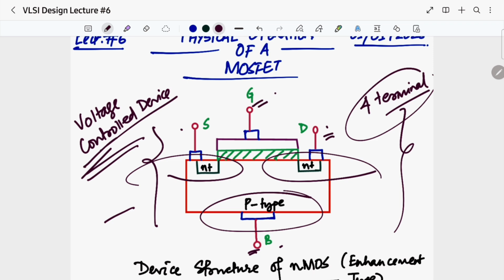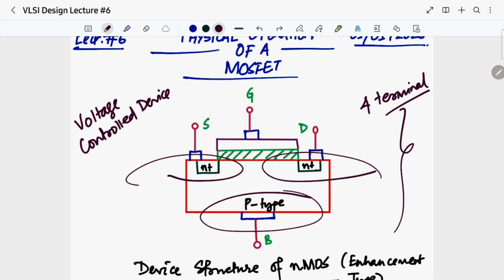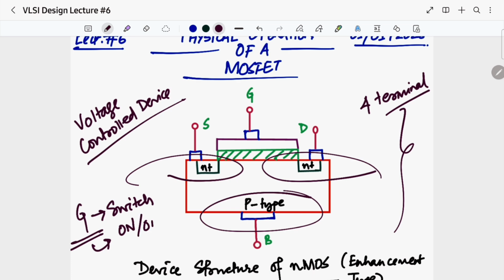Now what do you understand by this term, controller of the whole MOSFET? Basically whenever we say that it's a voltage controlled device, and gate is that terminal, it means the gate terminal will act as the switch of this MOSFET. That means by giving an appropriate voltage, I can either turn the MOSFET on or turn it off. So that is what we mean by this.